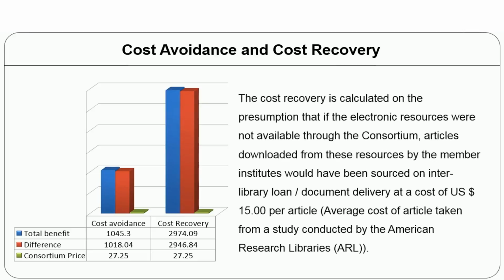The cost recovery is calculated on the presumption that if the electronic resources were not available through the consortium, articles downloaded from these resources by the member institutions would have been sourced on interlibrary loan or document delivery, which may cost $15 per article. That is the average cost of an article taken from a study conducted by the American Research Libraries. You can view a detailed analysis of this cost recovery factor in the e-text portion.